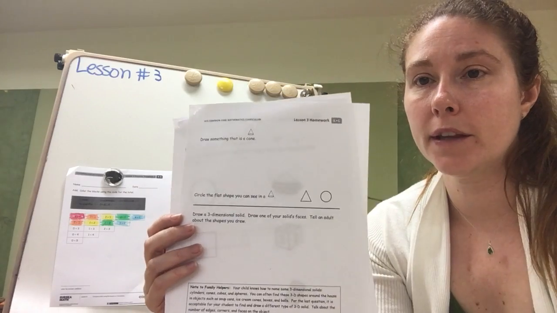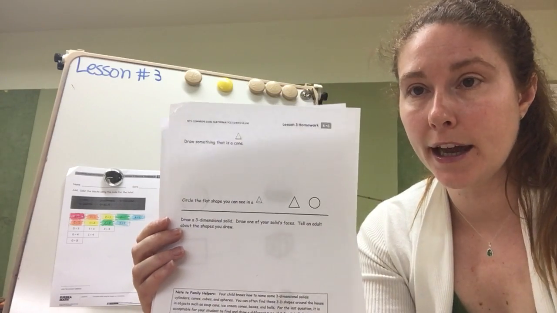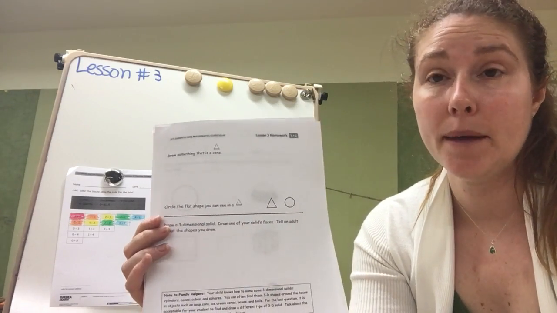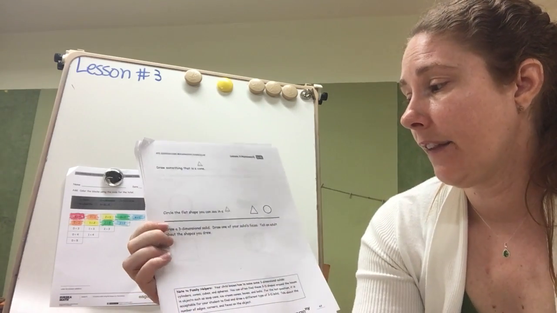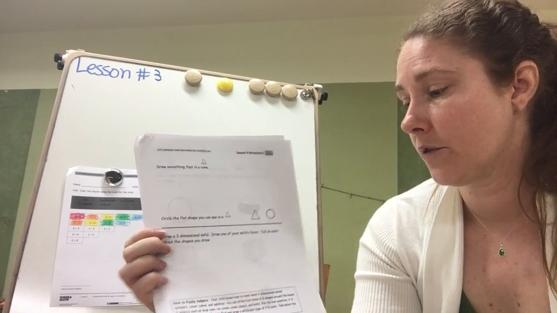Now look around for something that you see that's a cone shape in your house. Maybe a birthday hat, maybe an ice cream cone, maybe a safety cone. What cones do you have? And then practice drawing some shapes down here.